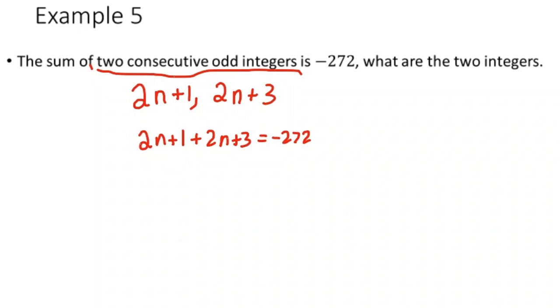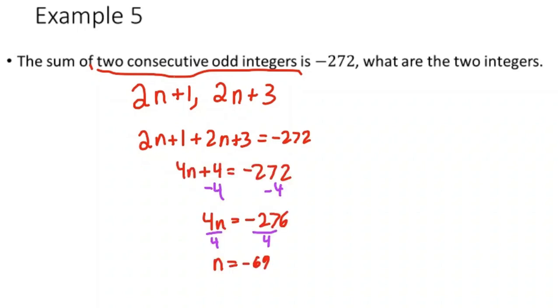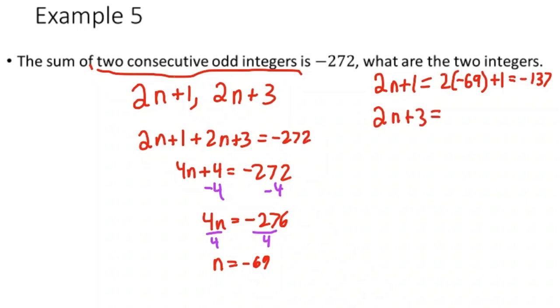Now I have an equation to solve, and we get n equals negative 69. But remember, just like the other questions, just because we found n doesn't mean we've answered the question. They want to know what are our two integers. Well, with n being negative 69, 2n plus 1, our first odd integer, is going to equal 2 times negative 69 plus 1, which will equal negative 137, which is indeed an odd integer. So what would be our next odd integer? The 2n plus 3. Well, if we add 2 to our negative 137, we get negative 135. The two consecutive odd integers whose sum is negative 272 are negative 137 and negative 135.